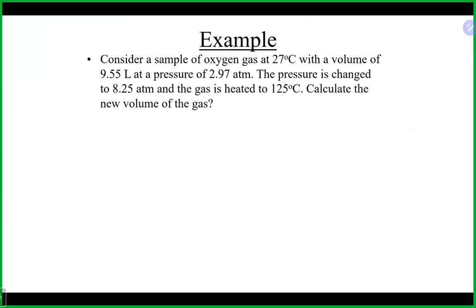All right, let's try one here. We have a sample of oxygen gas at 27 degrees Celsius with a volume of 9.55 liters and a pressure of 2.97 atmospheres. We change the pressure to 8.25 atmospheres and we keep it up to 120.